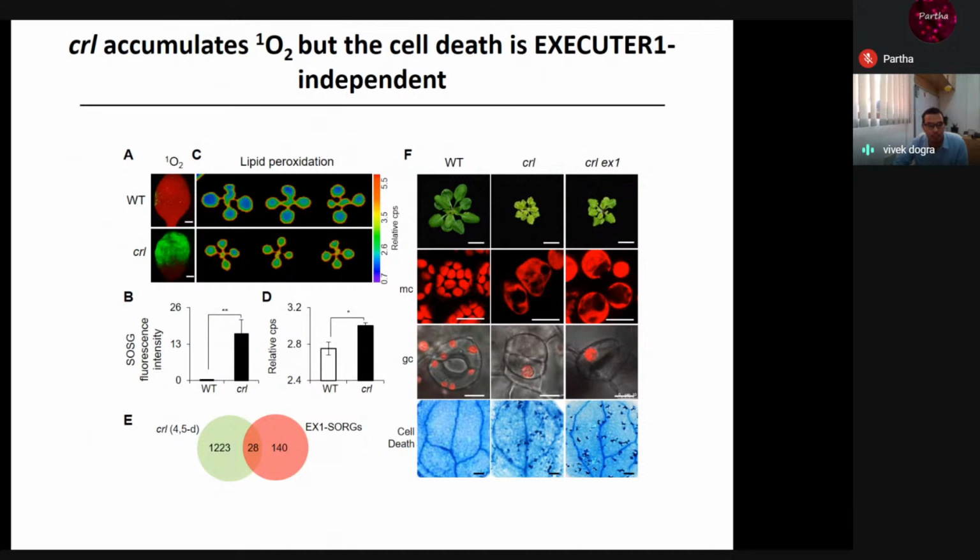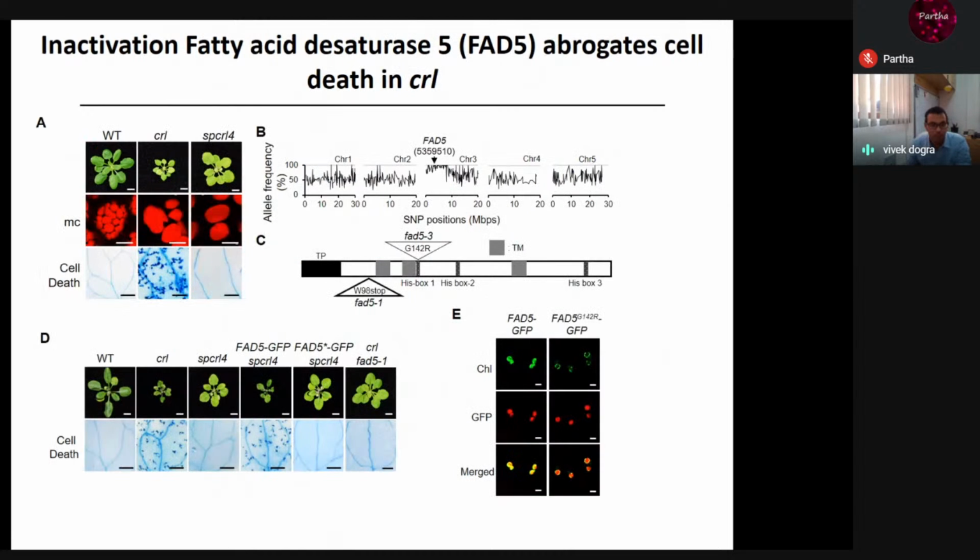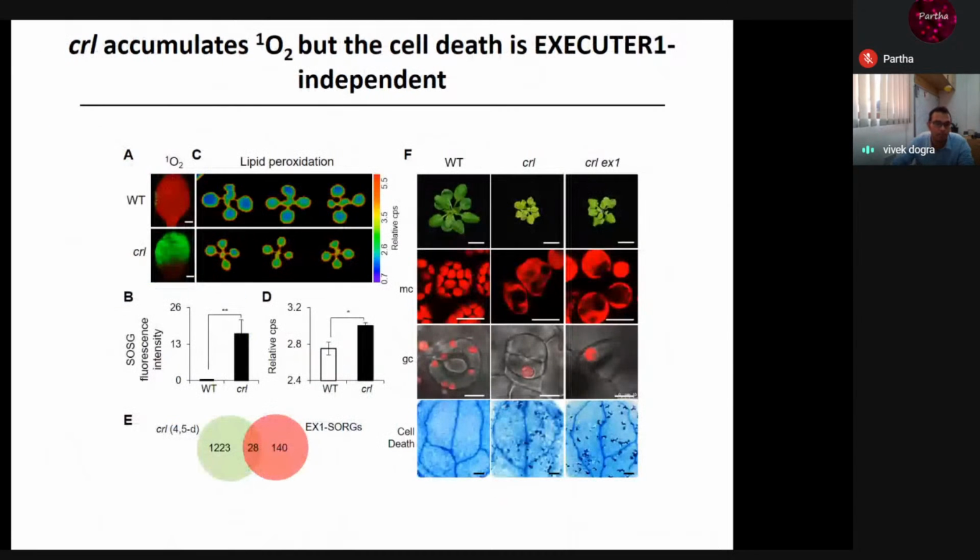So there was no role of the EX1. Then it means something new was there, and there could be a novel thing. And from here, we actually found that perhaps lipid peroxidation has a role. So lipid peroxidation product could be the molecule which is instigating the signaling.